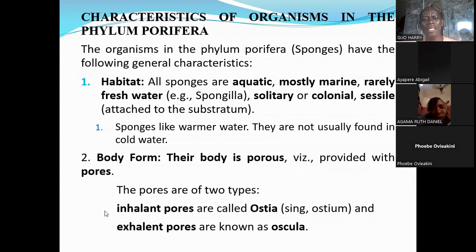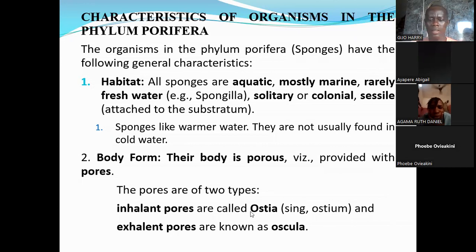And they also possess exhalent pores, which take water and waste products out of the sponge. Those exhalent pores are called the oscula. So the ostia take things into the sponge, while the oscula take substances away from the sponge. The oscula are usually bigger than the ostia.